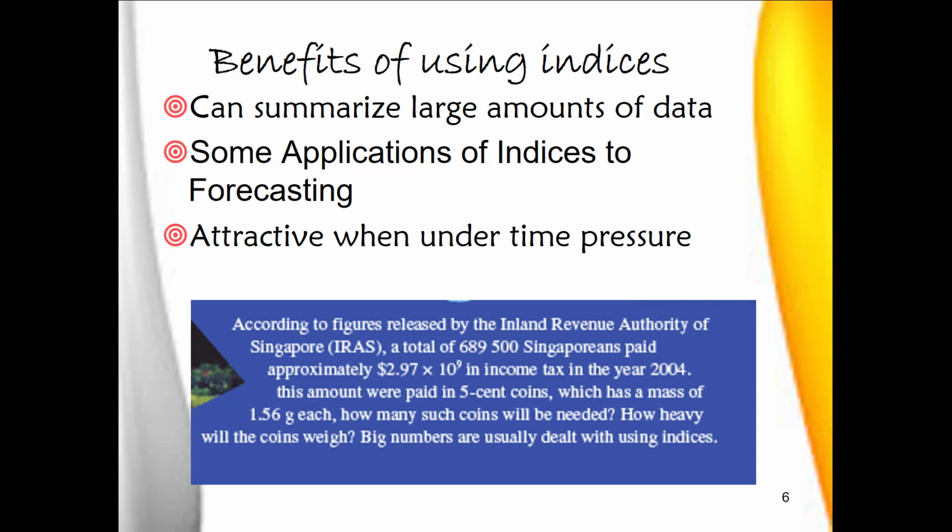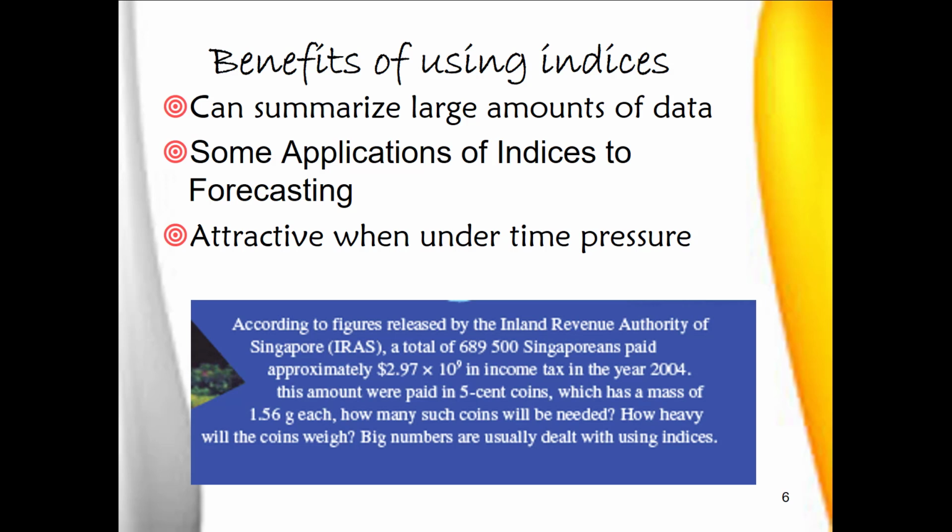For example, like the next question shown on the PowerPoint: 689,000 Singaporeans paid this amount of money in income tax, about $4 billion in income tax. If this amount were to be changed into 5-cent coins, and each 5-cent coin has a mass of 1.56 gram, how many of these coins are needed and how heavy will the coins weigh?